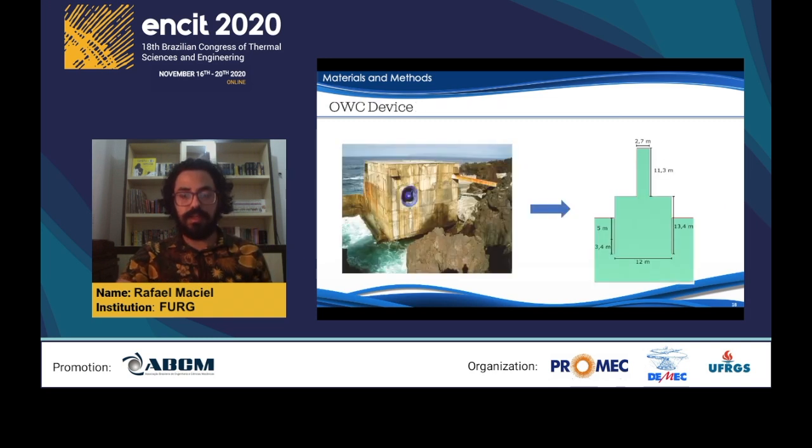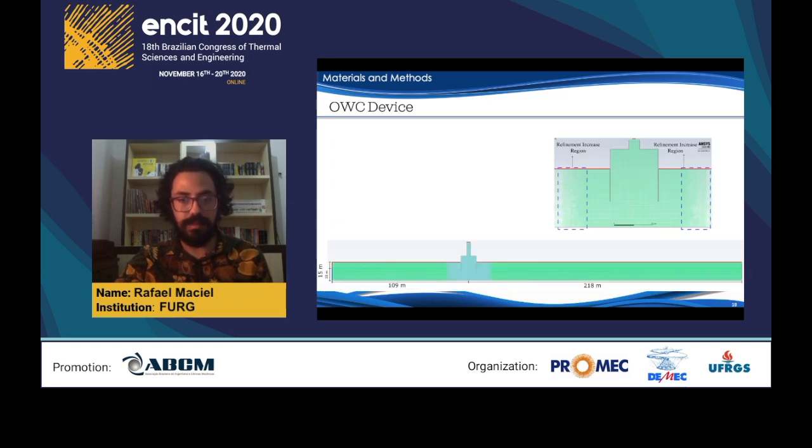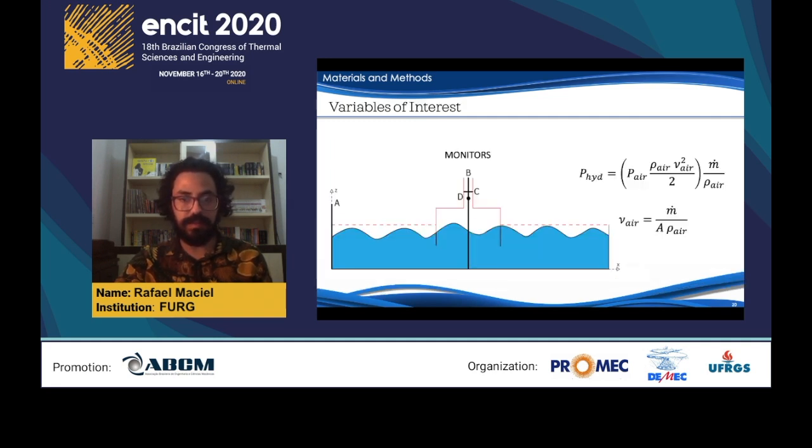Next, we inserted the oscillating water column device in the mesh. The dimensions for the device were the same as those found in the Pico device in Portugal. So after the device was inserted in the mesh, we had a refinement increase in the region before and after the device. We then put some numerical monitors in the wave flume to monitor the surface elevation, which in this case are monitors A and B. The C was responsible for the static pressure, and D was responsible for the mass airflow.